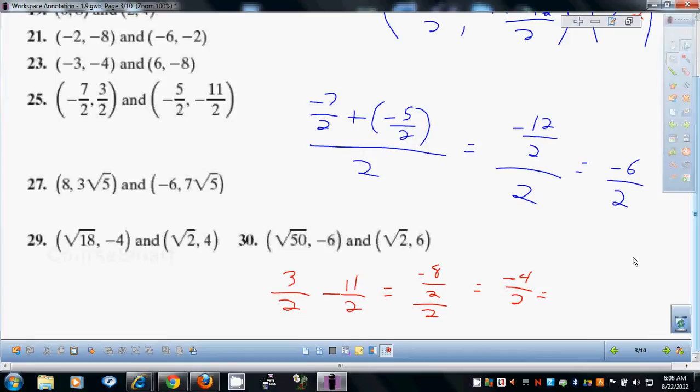Just leave it as a fraction. Good question. Josh said, what if it's an odd number and you can't divide by 2? Leave it as a fraction. And even if you have something like this, I can't imagine you getting something that's ugly.